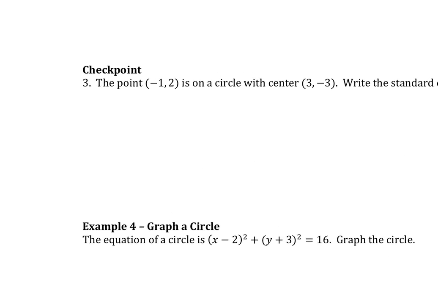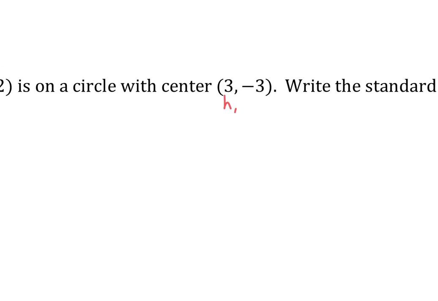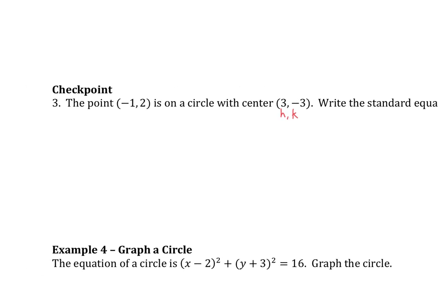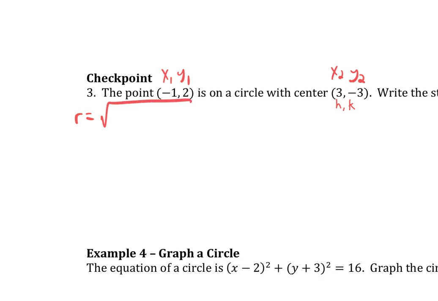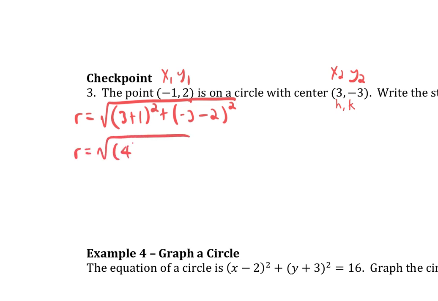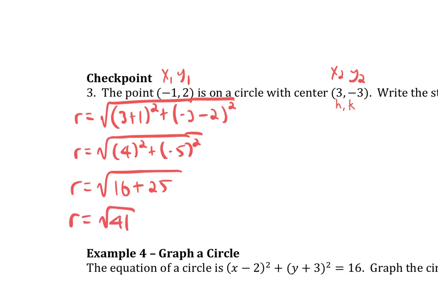Okay, so for this one here, this is going to be h, k, which is 3, negative 3. But we also have our x1, y1, x2, y2. So we're going to have to find the distance formula again here. So the radius is going to be the square root of x2 minus x1, which is 3 plus 1 squared, and then negative 3 minus 2 squared. So in parentheses we have 4 squared plus negative 5 squared. So that's 16 plus 25, which is the square root of 41. So that's the radius. We also know that our h and k is going to be 3, negative 3.